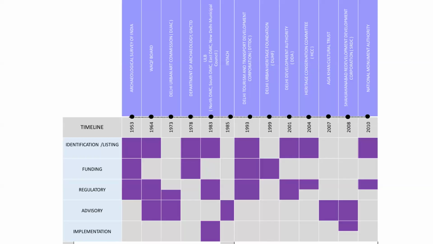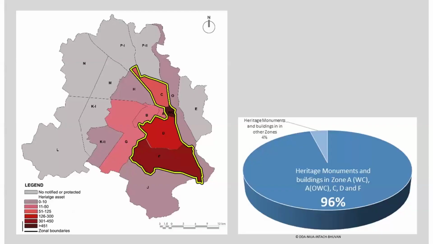Then the Heritage Conservation Committee came into being in 2004. It does identification and then regulation. Then the Aga Khan Trust, Aga Khan Cultural Trust, we all know about it. It's basically an advisory body as far as Delhi is concerned. Then we have, of course, the Shahjahanabad Development Board, which is actually old Delhi, Zone A. It's also an advisory body and a body that implements. And then in 2010, we have the National Monument Authority, strictly restricted to the national monuments, which also looks into regulations.